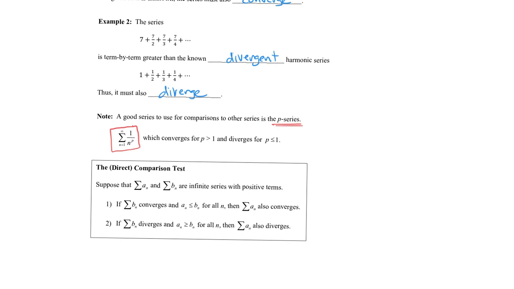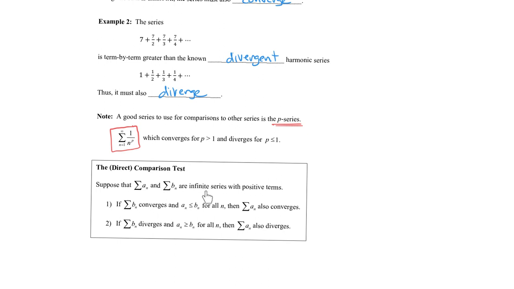And then we have our first test, the direct comparison test. Sometimes it's just called the comparison test, but there's another test in this section called the limit comparison test. So sometimes people will just call it the direct comparison test, just so there's no confusion. But the other name is fine too. The direct comparison test or the comparison test, they both refer to this.